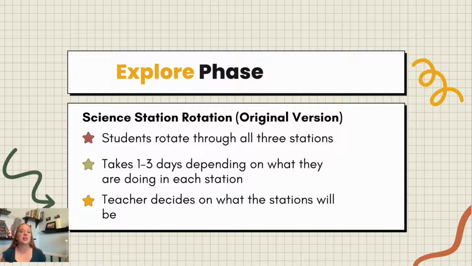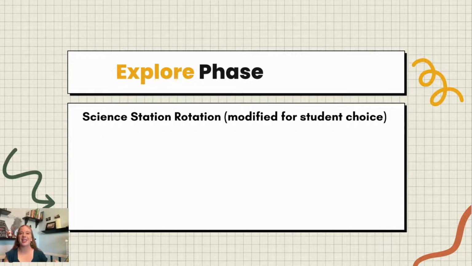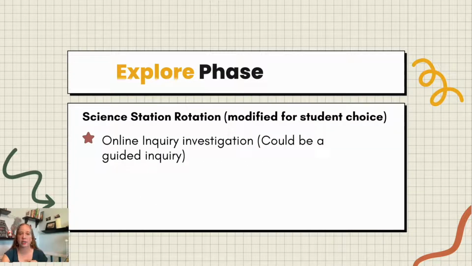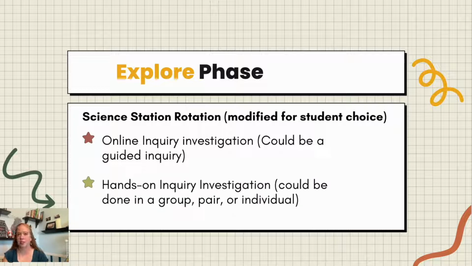Now, I love the station rotation model because I can work with, instead of 36 students all in one class, a pocket of 12 and really, really help those students. But it doesn't offer student choice. So how can we modify it? Well, what we can do is instead just stick with online inquiry investigations and hands-on inquiry investigations and offer multiple choices for your online and for your hands-on.